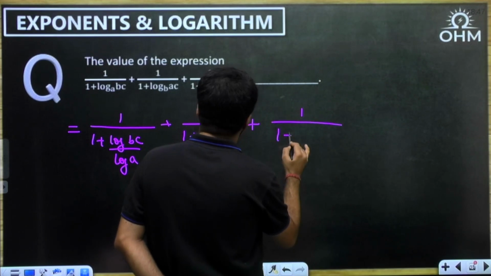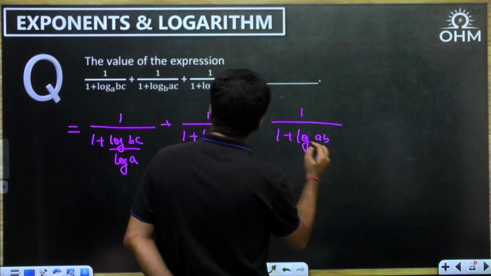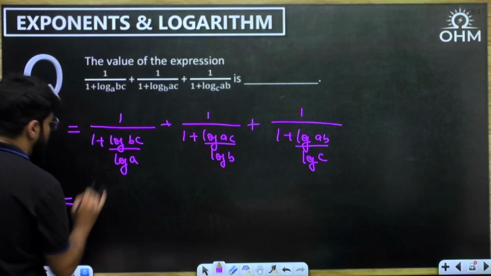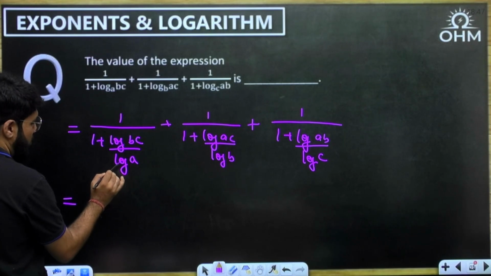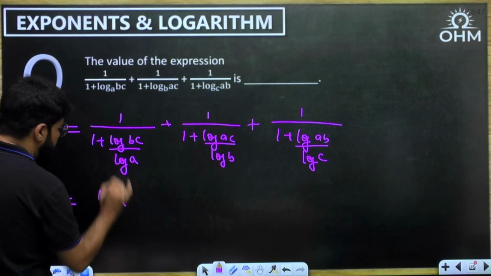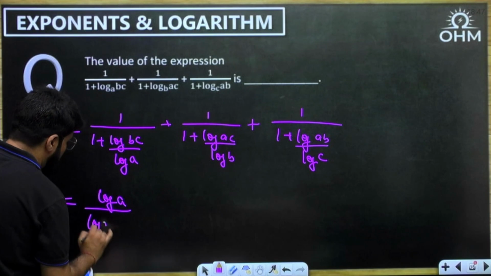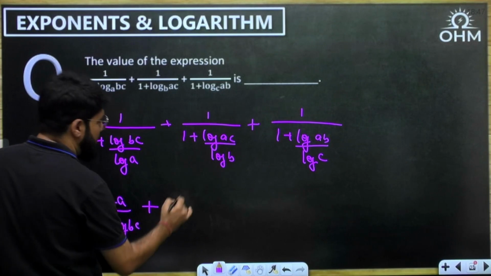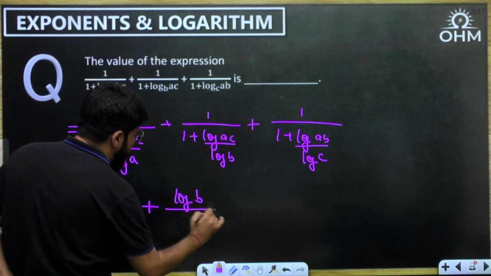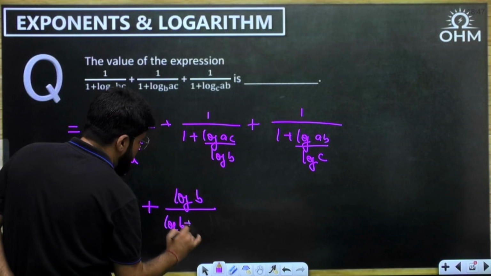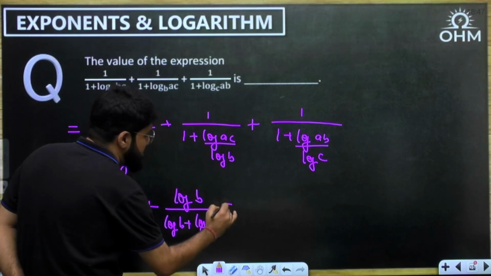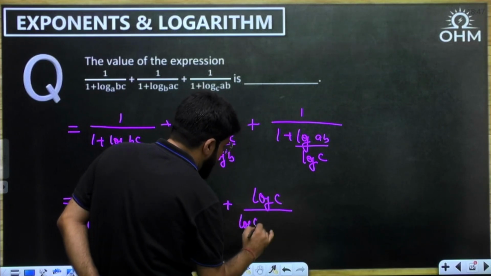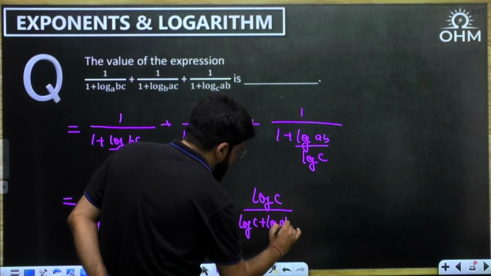1 upon 1 plus log AB to the base C, I am writing log AB upon log C. Now, multiplying by log A, log A will go to the numerator, and then the denominator will be log A plus log BC. In the next term, let's multiply log B throughout. So in the numerator you will get log B, and then the denominator log B plus log AC. Similarly here, you multiply by log C, so you'll get log C divided by log C plus log AB.